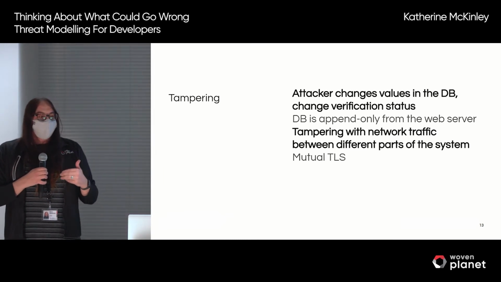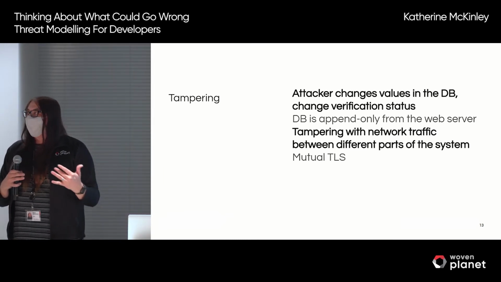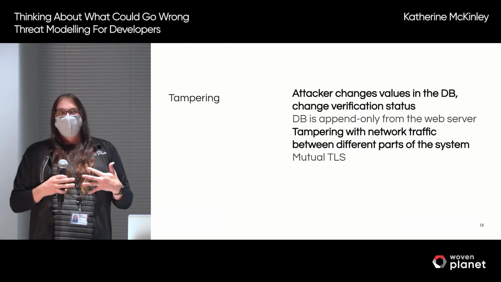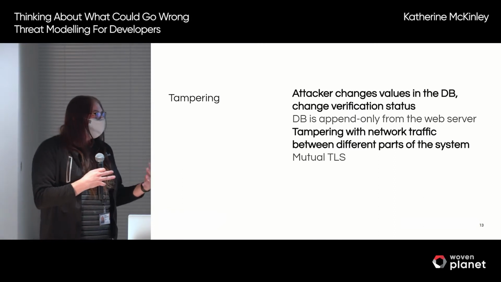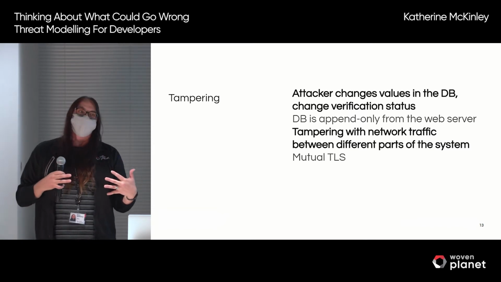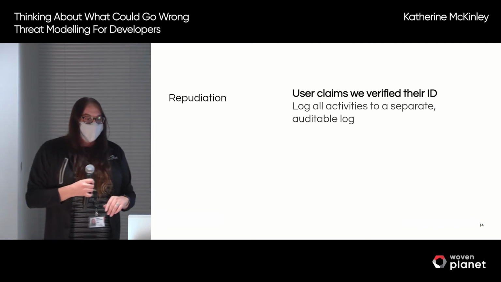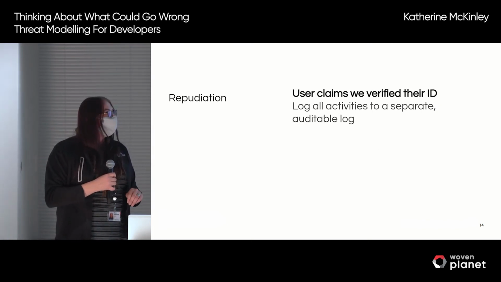Similarly, for tampering with the network traffic between different parts of the system, we still want to use mutual TLS. And you'll note that this helps us ensure the confidentiality, integrity, and authenticity of our systems. And it addresses multiple threats here. So it's always a useful mitigation.